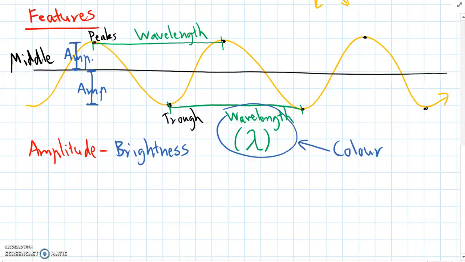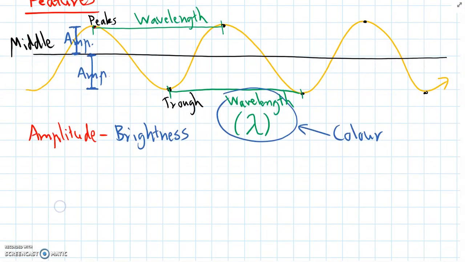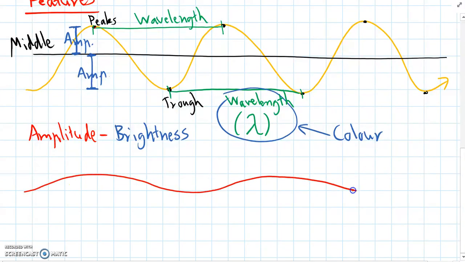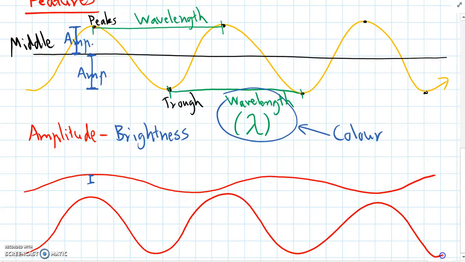So if we look at two example light waves, if we have a light wave with a small amplitude, we can see the amplitude here from halfway to the peak is really small. And then we compare that to a light wave with a bigger amplitude from halfway to the top. That first light will have a low brightness, so it will be very dim. And the second light will be much brighter.